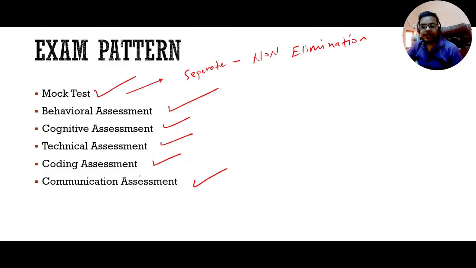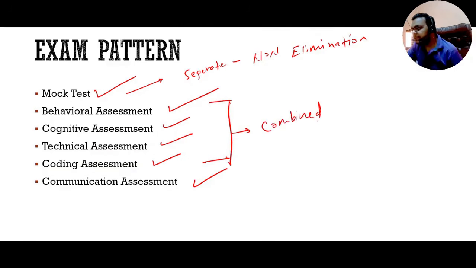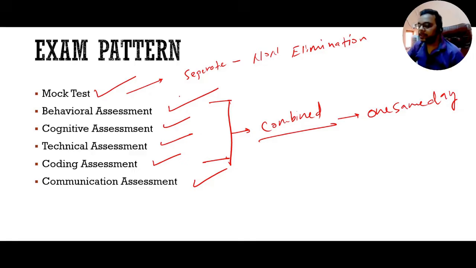Behavior, cognitive, technical, and coding, these four tests are the combined test, and all these tests will be happening on the same day. So when you book your slot, all these tests, which are behavior, cognitive, technical, and coding, will be conducted on the same day. Next is the communication assessment, which you will get if you clear all these assessments. You will get the communication assessment after 10 to 15 days. So this is the schedule.